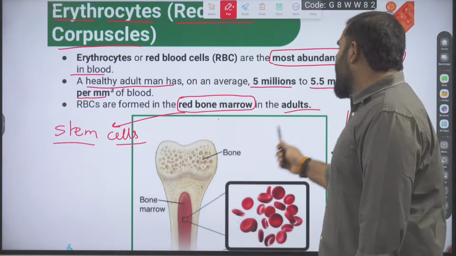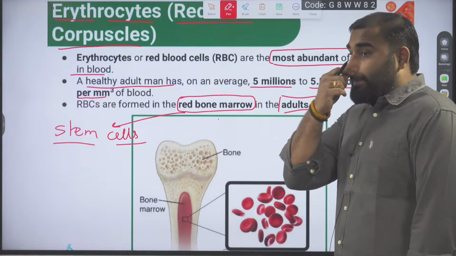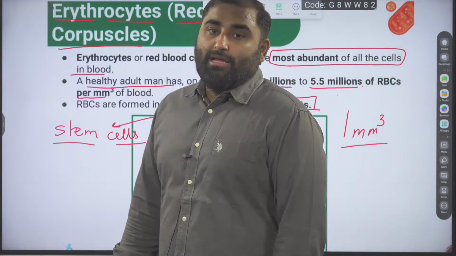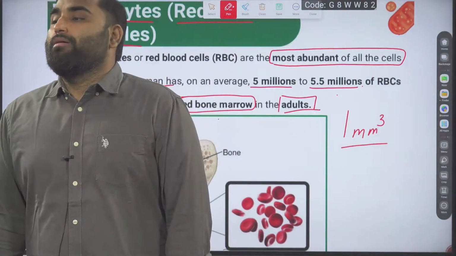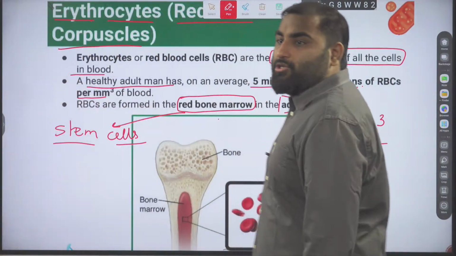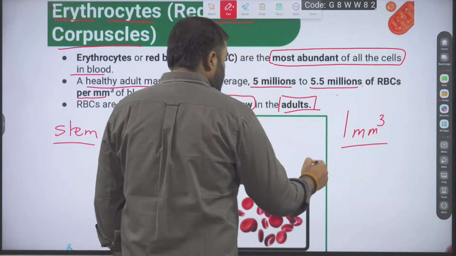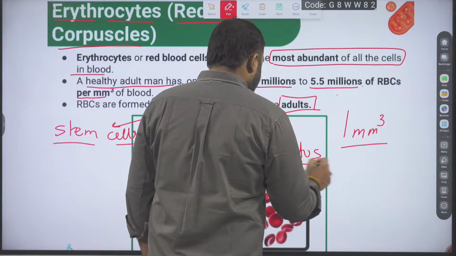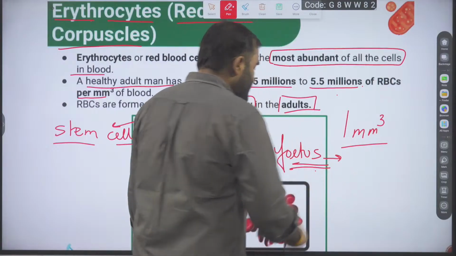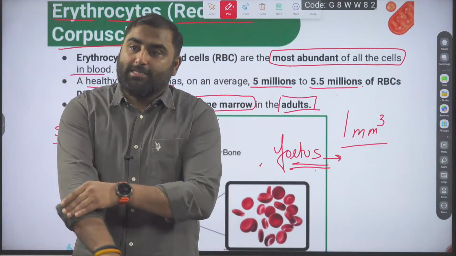Now, this is for adults. Especially in your long bones, you have the red bone marrow. For adults, you will mark red bone marrow. But if I ask you for a fetus, an unborn baby, where will you say the RBC is formed for a fetus?